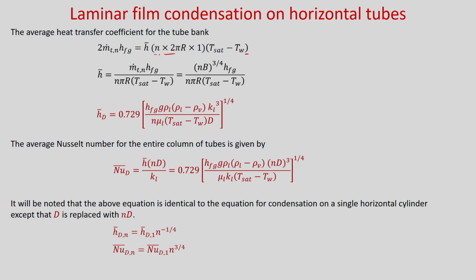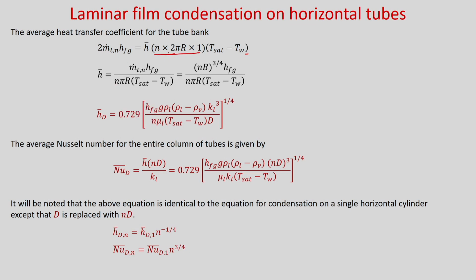So, now you have n number of tubes in a single column. For a single tube, what is the area? This is twice pi r into 1 per unit width. So, twice pi r into 1, that is the area for a single tube. Now, in a single column you have a total number of tubes n. So, n into twice pi r, that we have written as the heat transfer area.